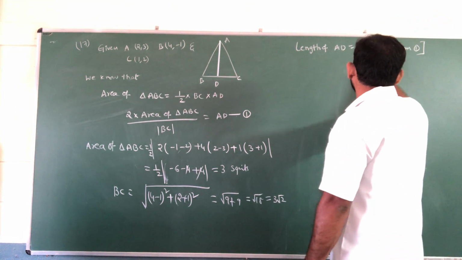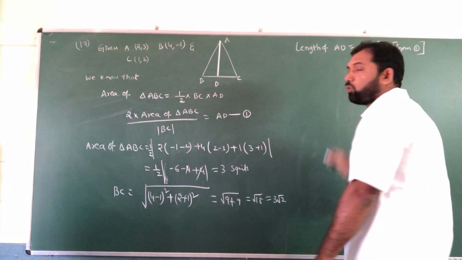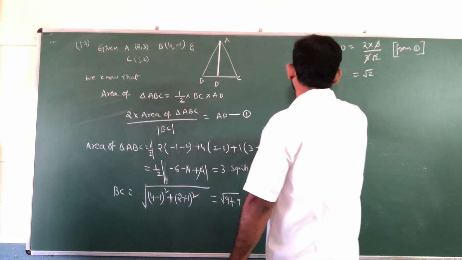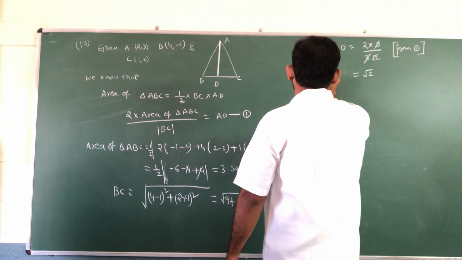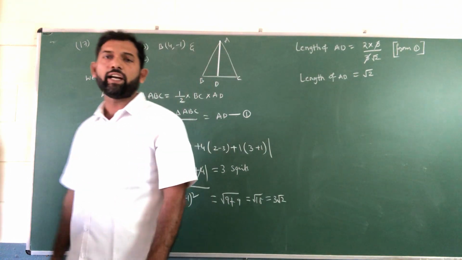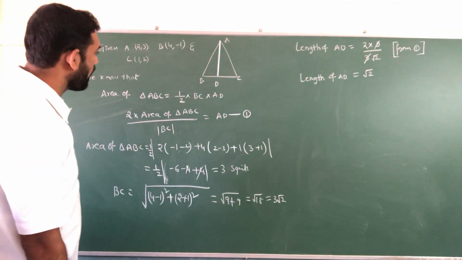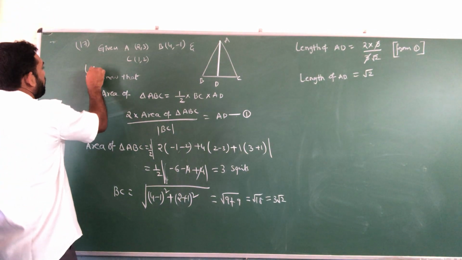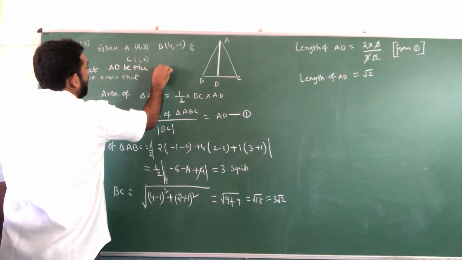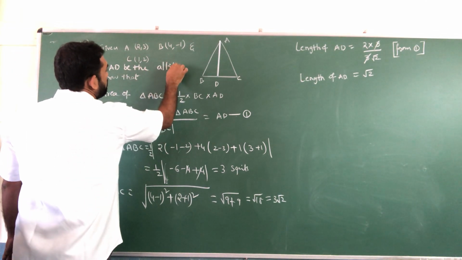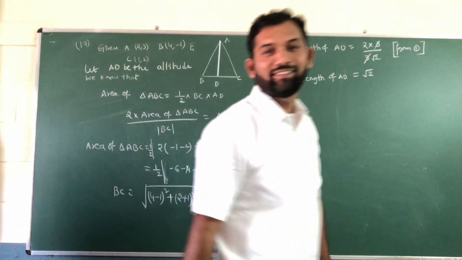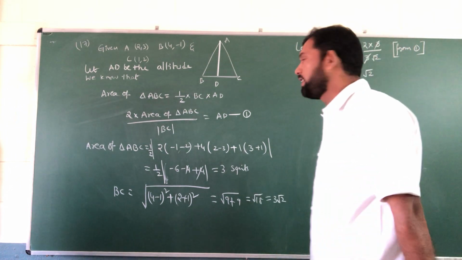So what are we getting? The 3 gets cancelled. Simplification: 2 by root 2 is nothing but root 2. This is the length of AD. Length of AD is nothing but what here? AD, as mentioned, let AD be the altitude of triangle ABC. The length came.